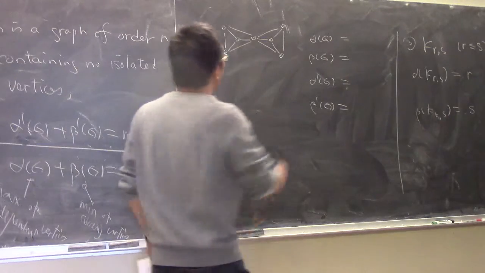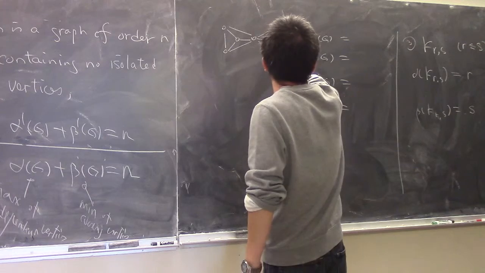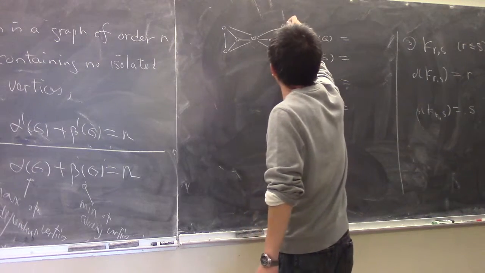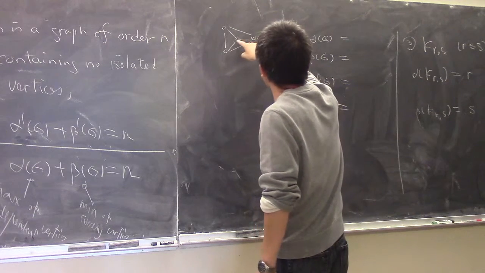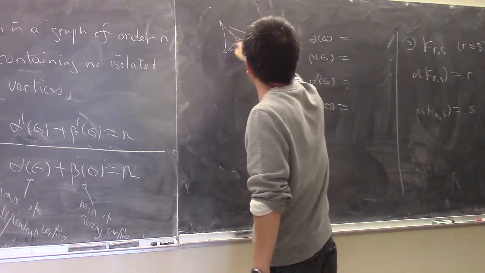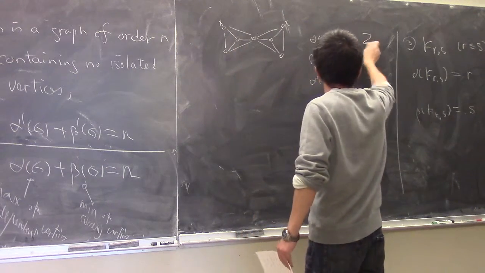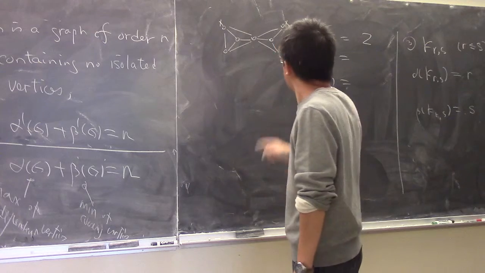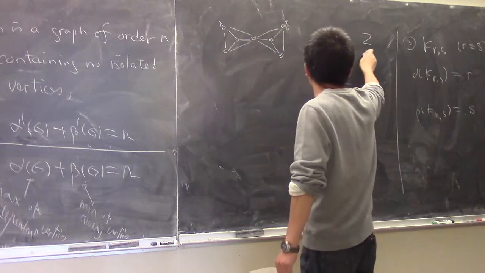Alpha of G. This is K3, this is K3, right? So therefore, that's the maximum. If I pick one here, then I'm not allowed to pick anyone from here, so all I can do is pick one from there. These are the maximum vertices I can pick. So therefore, this is equal to 2. So therefore, the minimal number to cover all of the edges is going to be 5.